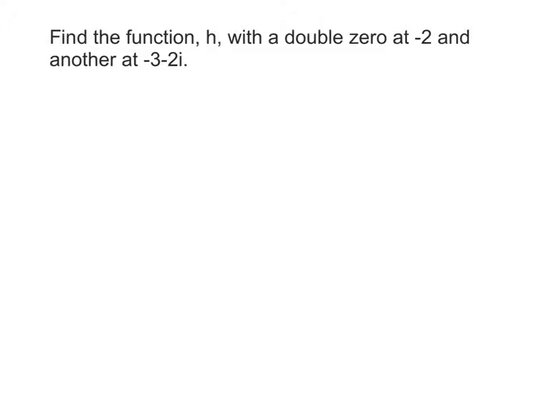Let's do one that's about as hard as I could possibly think of doing one. Find h of x with a double zero at -2 and another 0 at -3 minus 2i. Now the thing is, of course, if 1 0 is at -3 minus 2i, these things happen in pairs. Its pair is going to be its conjugate. -3 plus 2i will be the other 0. So this thing's going to have 4 zeros all together.